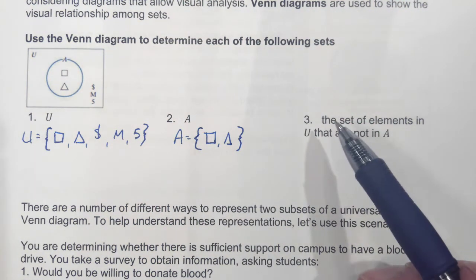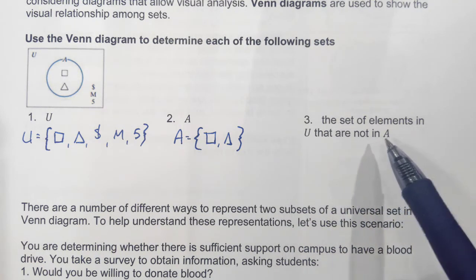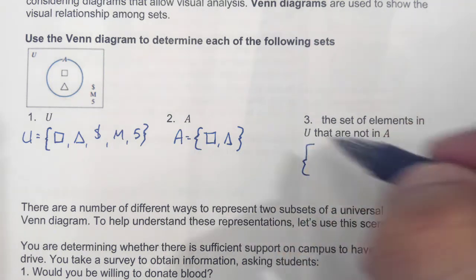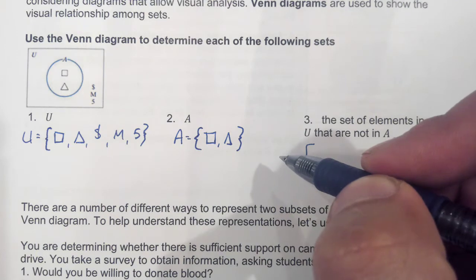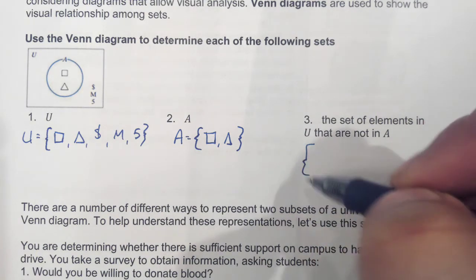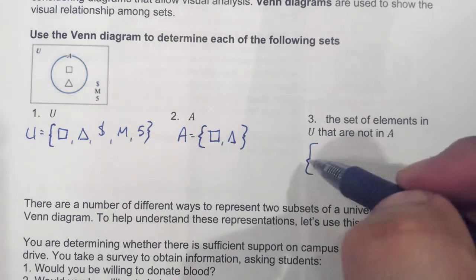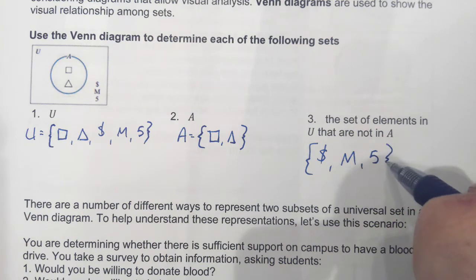And then number 3, the set of elements that are in U that are not in A. So that would be the other 3 things, right? I forget how to write U not A. Don't worry about it right yet. What's in U not A? It would be these 3 things: the dollar sign, the capital M, and the 5. Okay.